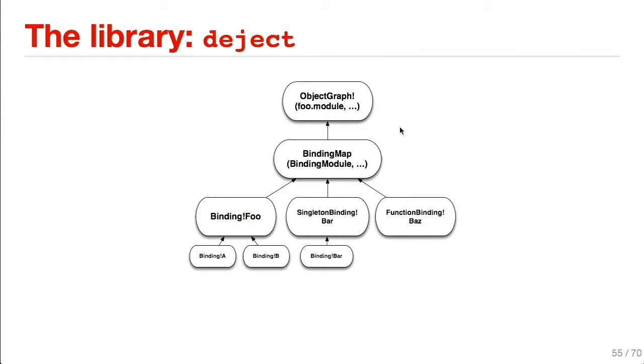The object graph contains a binding map, which is basically a dictionary that maps keys, which are names of classes, to values, which are objects that contain all the instructions for how to construct this object and how to construct the dependencies of this object. There are basically three types of bindings that you might encounter. A binding for a class, like Foo.